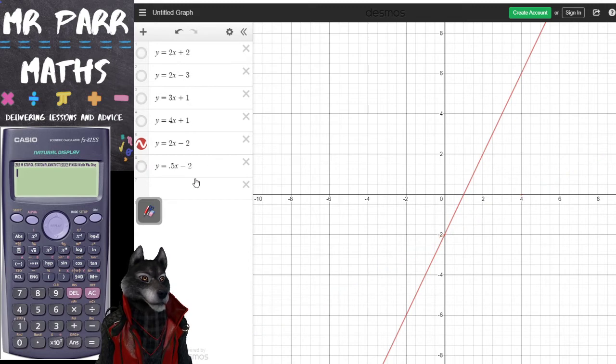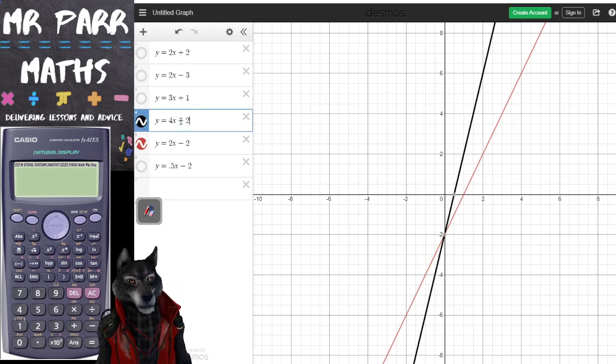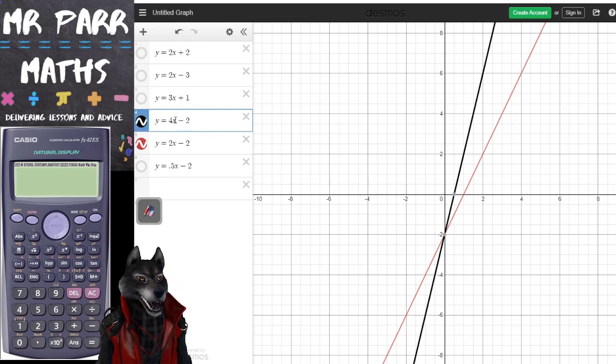Now, I'm going to turn this one off. I'm going to bring this one into play, this blue one. I'm going to put it as -2 again. Watch what happens when I make this value negative. In fact, what do you think's going to happen when I change the gradient to a negative?